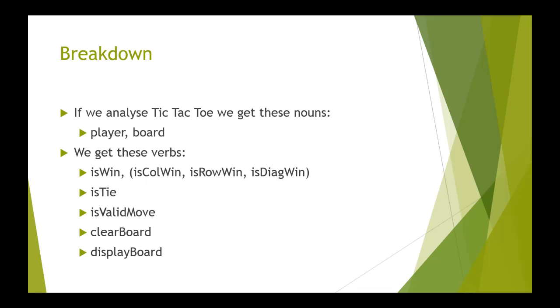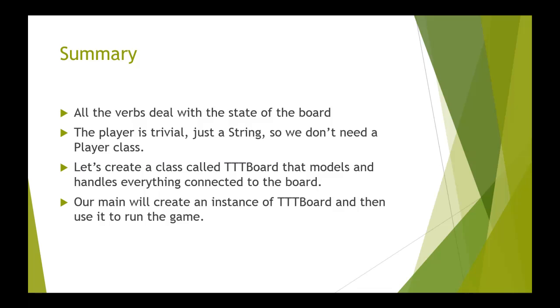For instance, we need to use the board to determine if there's a win, and we have sub-methods that use the board to add to that. Similarly with the tie, checking for a valid move. We also have some more action type verbs. Clear the board will reset the board. We have to be able to do that. We have a display board method that we need to use as well. So all these methods connect to board, and so it makes sense that we create a class called board and lump them together, and that's what the class will let us do.